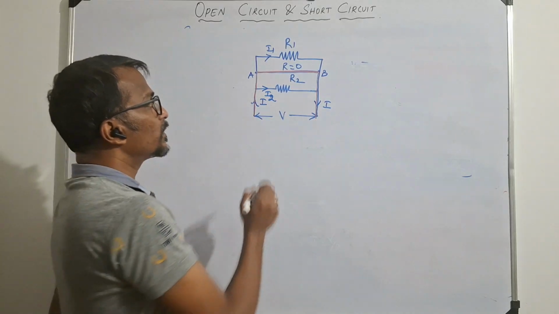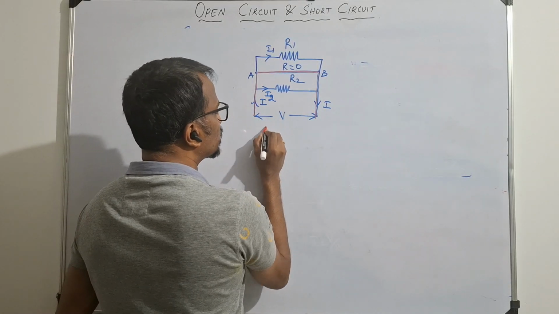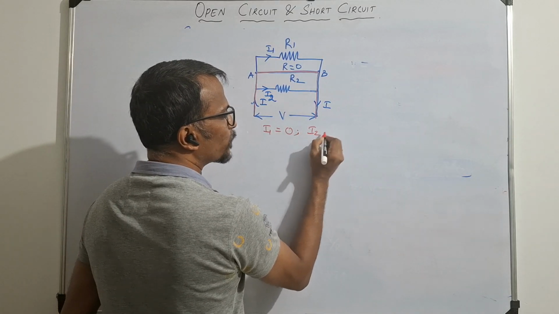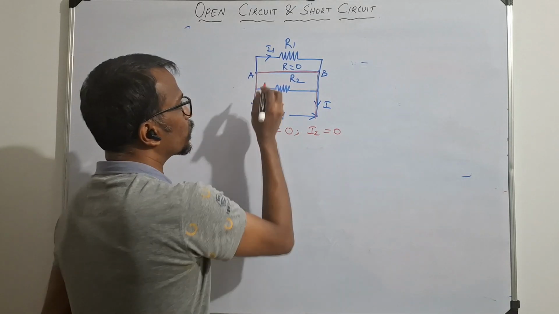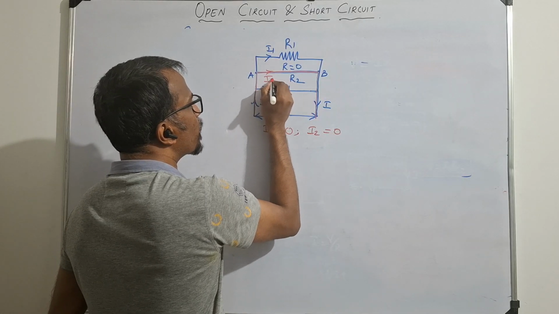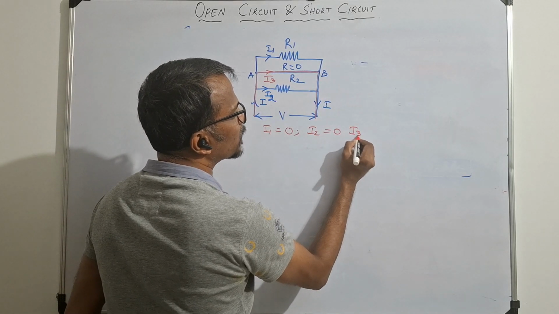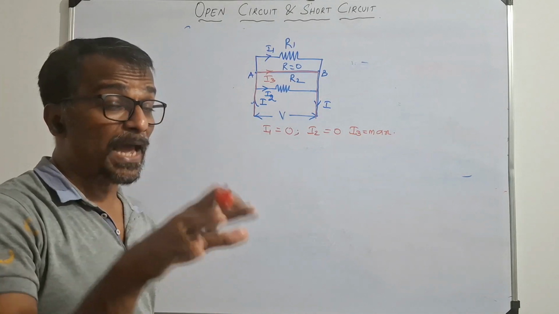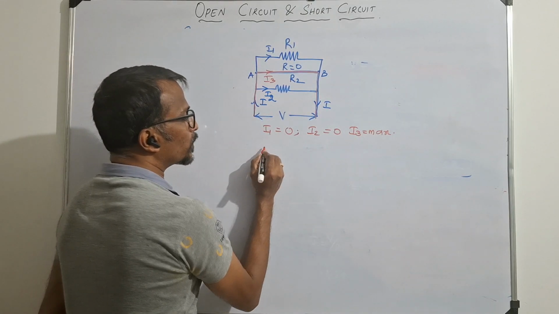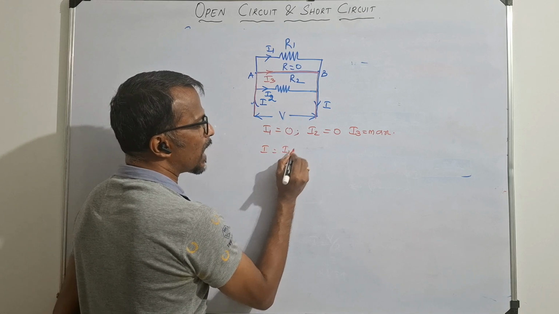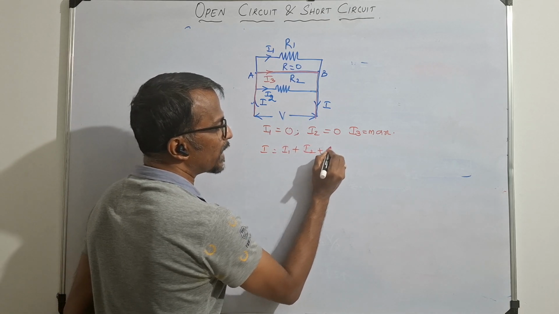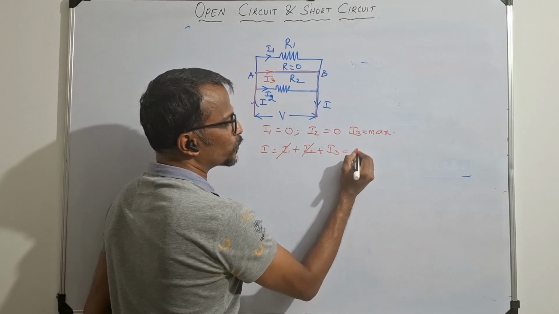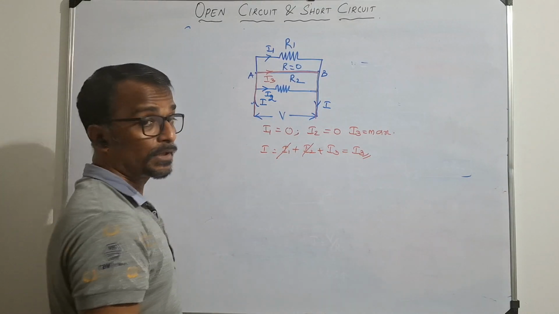In this case, what happened? The current flowing through I1 is equal to 0. The current flowing through I2 is equal to 0. I can take this as one new branch, I3. Only through I3 will the maximum current flow. As per the parallel law concept, the total current I is nothing but I1 plus I2 plus I3. Since I1 and I2 are already 0, that is equal to I3 only.